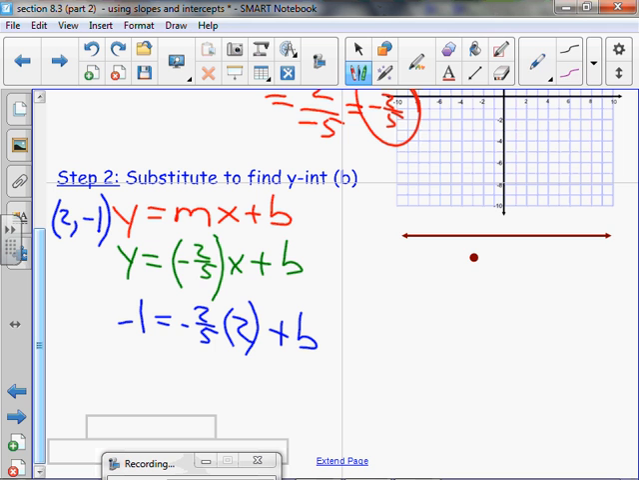But once I do this, I just need to remember how to multiply fractions. These do not cross cancel. 2 and 5 have no common factors, so I just multiply across. Negative 1 is equal to negative 4 over 5 plus b.